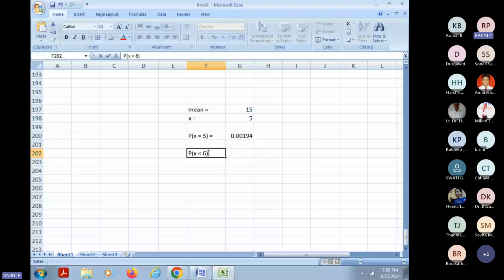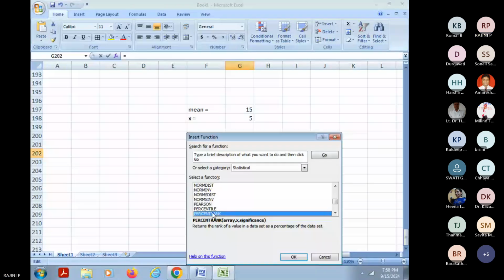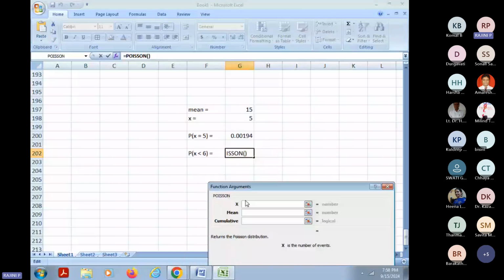Okay. Now you just tell me, in this one, same thing, go to the Poisson. Now you just see here, x value is what? Here I need x less than 6. So x value is what? X less than 6 means you need to take 5. If I'm taking x less than or equal to 6, you need to take 6. Okay. And mean is equal to what? It is 15 again. And here I need less than or equal to that number, so you need to take true. Then enter. Okay, then okay.